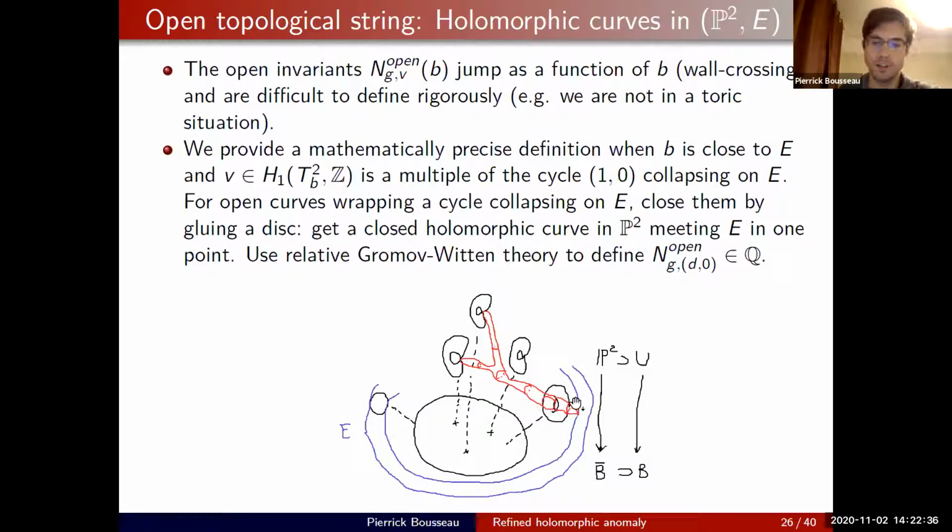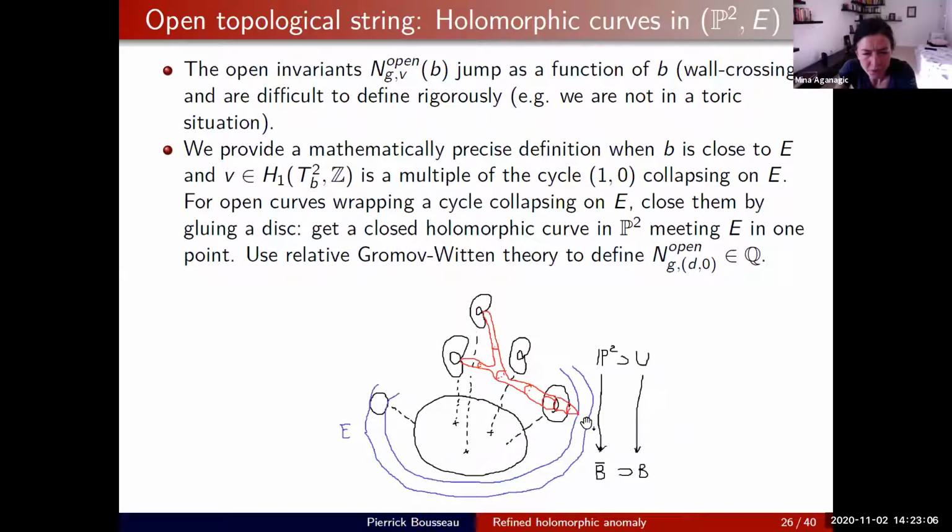So it's just a mathematical trick to define the open count in the limit where the T2 fiber is really close to infinity, where you expect the open count to be just equal to this kind of closed count, where the closed curve touches the elliptic curve in only one point. And mathematically, there is a well-defined theory of holomorphic curves touching some divisor with some given constraints, which is called relative Gromov-Witten theory. And I use that to define these counts.